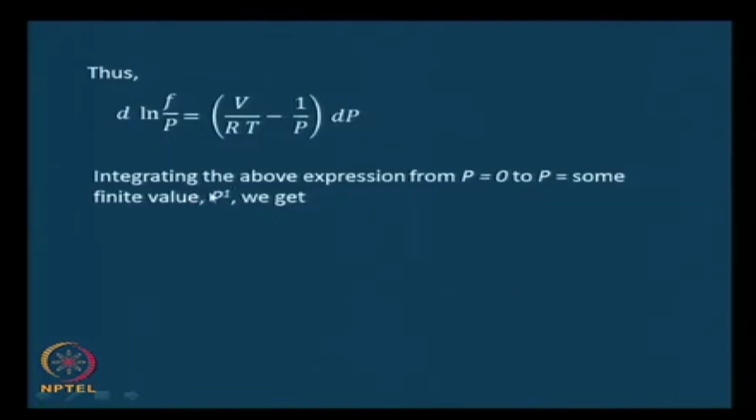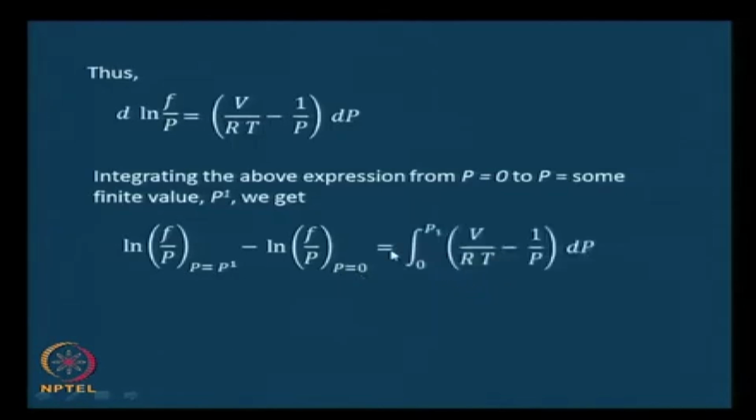Before that, let us integrate the above expression from p equals 0 to p equals some finite value p1, and if we do that, the integral of d ln f by p is nothing but ln f by p at the upper limit p equals p1 minus ln f by p at the lower limit p equals 0, which equals the right hand side, integral of 0 to p1 of V by RT minus 1 by p dp.